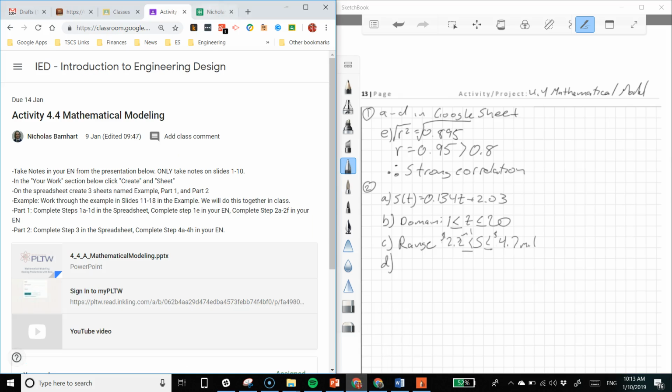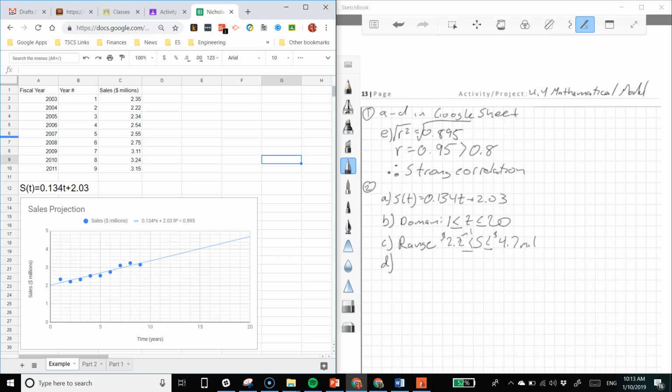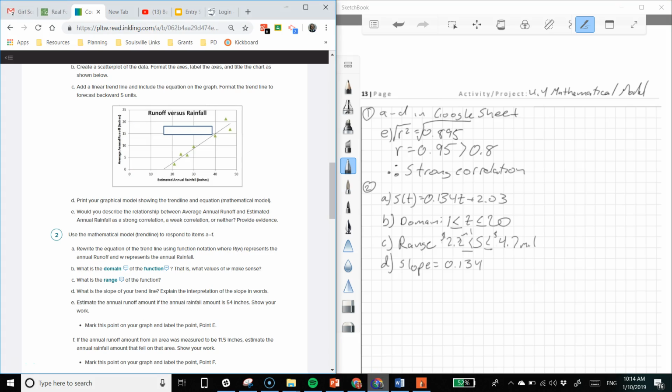I'm doing the sales projection one. And the slope can be found in the equation of the line. Remember, this is in y equals mx plus b, where m is the slope. So that 0.134 is the slope. I'll also write it right here. So I would say slope. And then it asks me to explain the interpretation of the slope in words.